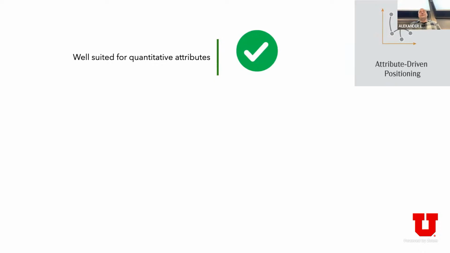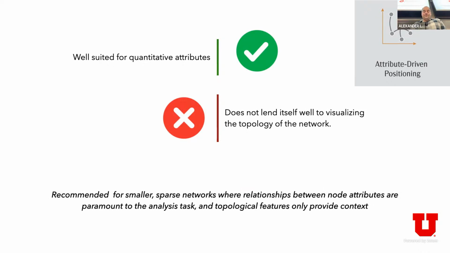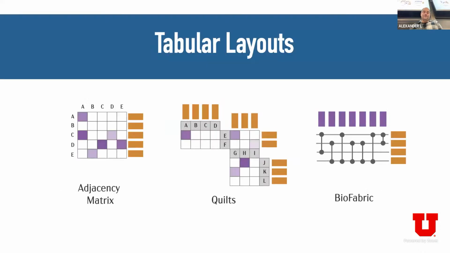Okay, so attribute-driven positioning is great for quantitative analysis of the attributes, but it's not really good for looking at the topology of the networks. But you could conceivably have a tool where you can choose, okay, let's lay out first by some force-directed layout, and then if I'm done analyzing my topology, I could move to this attribute-driven positioning layout, and it's actually one of the things that the MultiNet tool can do for you. So this is recommended for smaller, sparse networks where relationships between node attributes are paramount to the analysis task, and topological features only provide context.